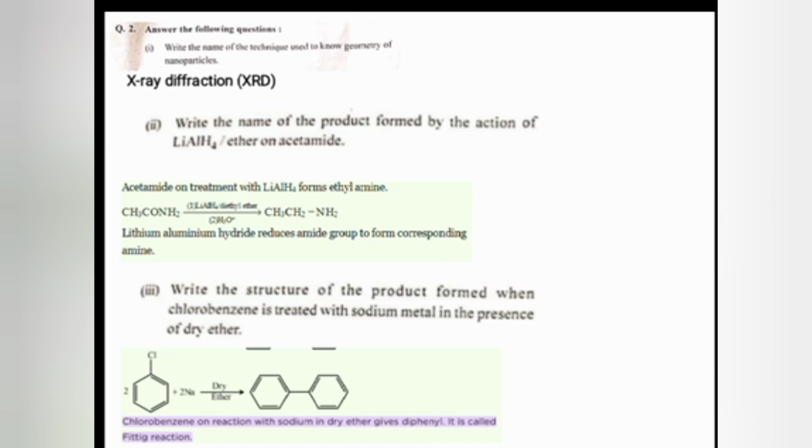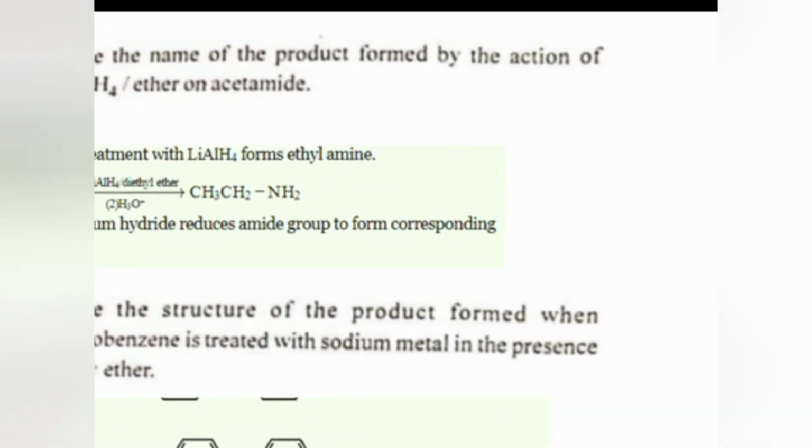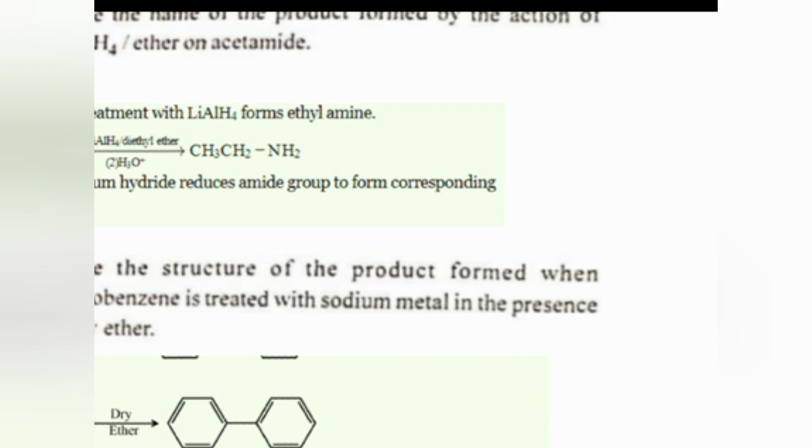The next one, 1 mark question. What is the technique used for the geometry of nanoparticles? X-ray diffraction technique is used. Write the name of the product formed by the action of LiAlH4 on acetamide. LiAlH4 reacting with acetamide gives a primary amine as the product, because the carbonyl is reduced to hydroxylamine first and again reduced to primary amine.